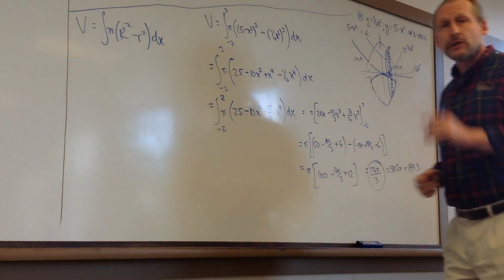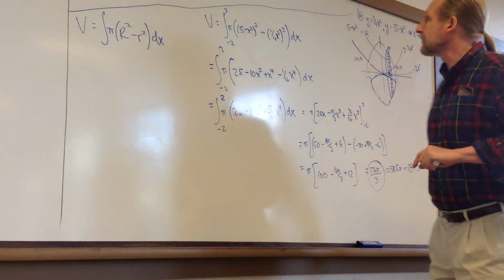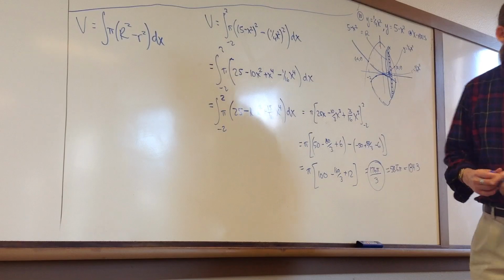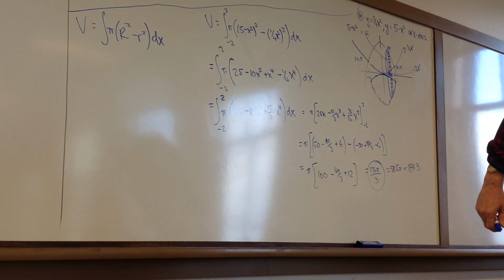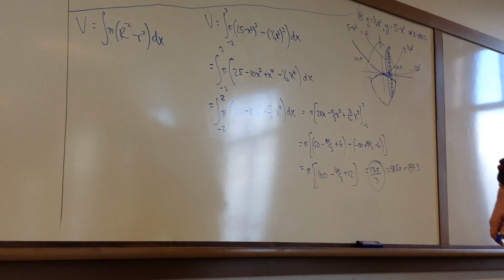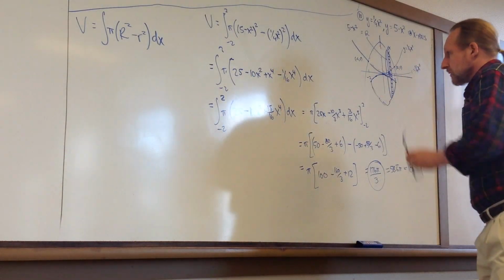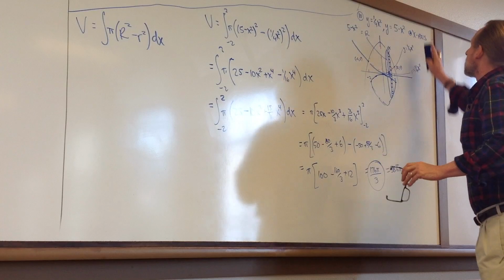All right. So let's look at one more on this worksheet. This is going to be a washer problem. This next one, which one are we looking at here? Problem 8 is a washer problem that goes around the y-axis. So let's see what that looks like.